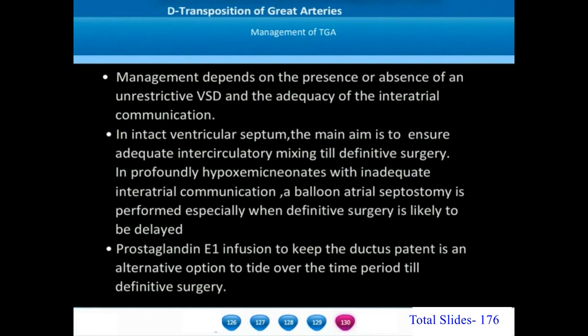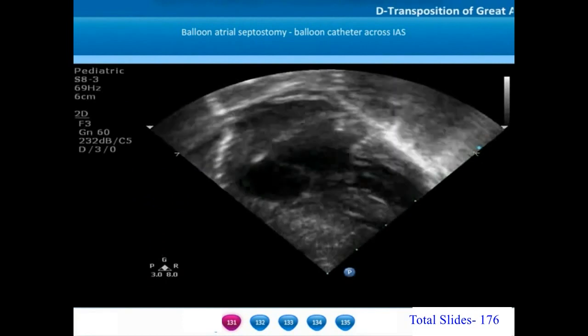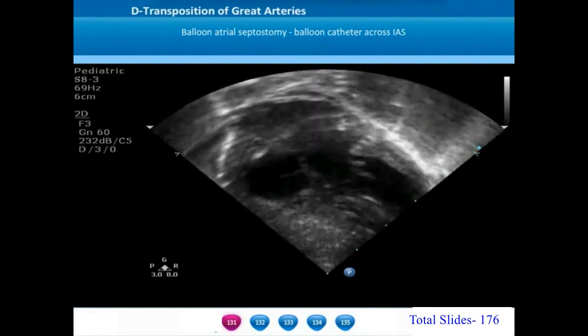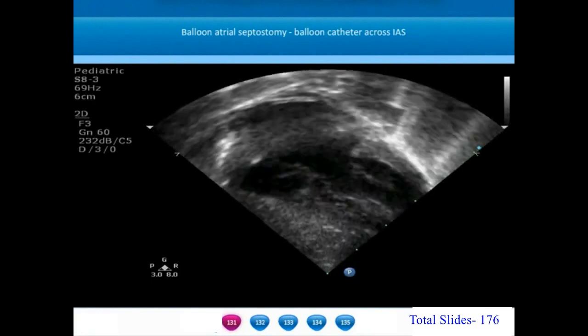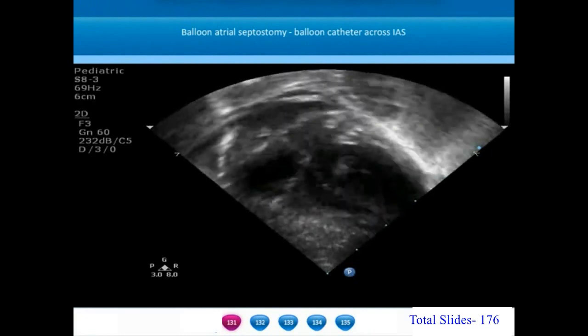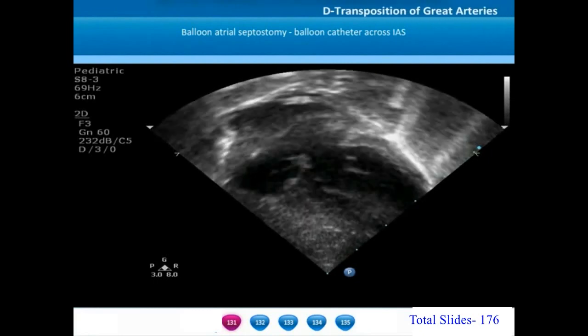Prostaglandin E1 infusion may sometimes keep the ductus patent and is another alternative to tide over the time period till definitive surgery is completed. Performance of balloon atrial septostomy today is very often carried out in the neonatal ICU. We can identify on a subxiphoid coronal view the passage of the catheter through the foramen ovale into the left atrium. Performance of this procedure is entirely guided by echocardiographic guidance when it is done in the neonatal ICU.